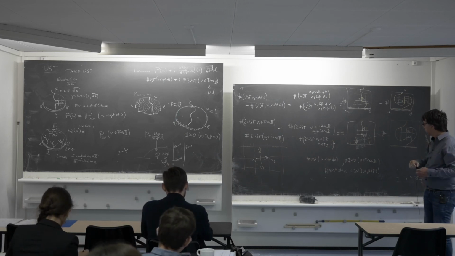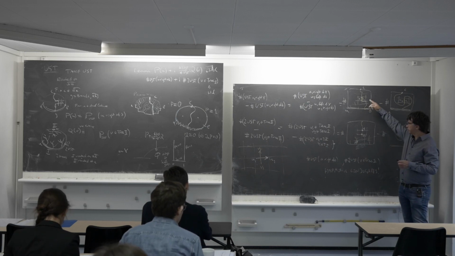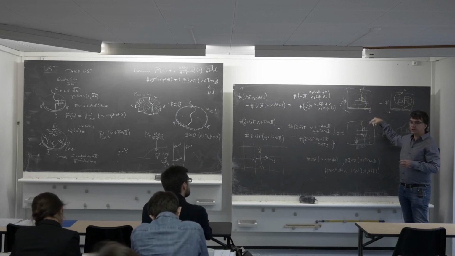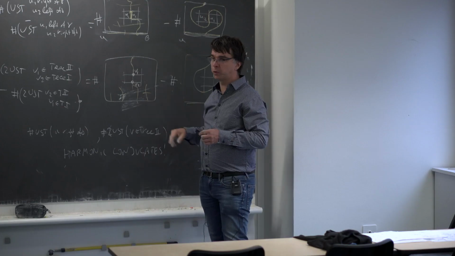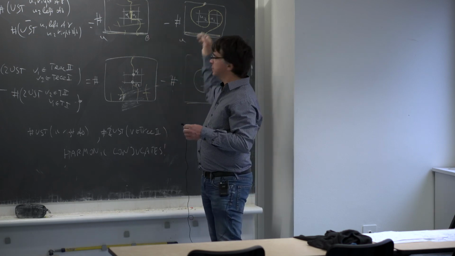He actually calculated the current through this edge as the number of trees which go like that, this number minus that number.